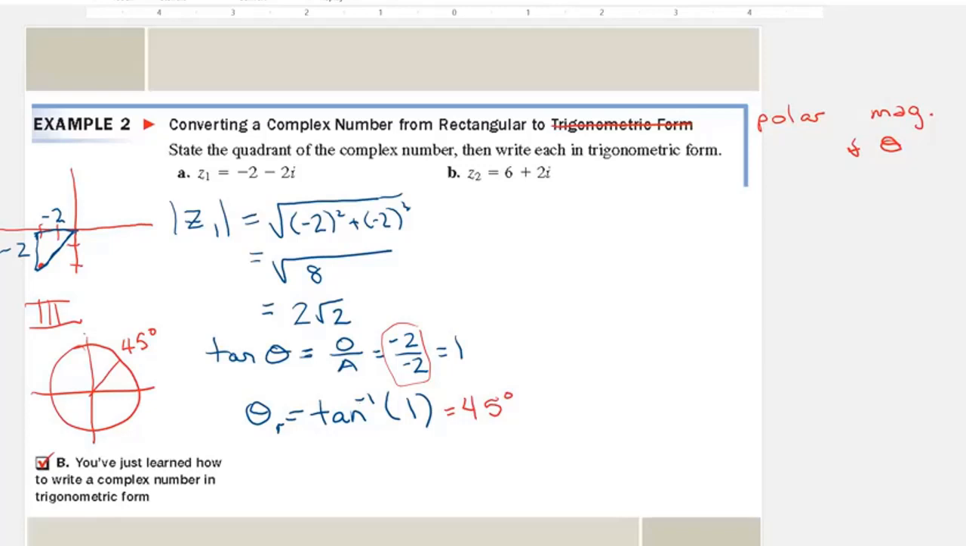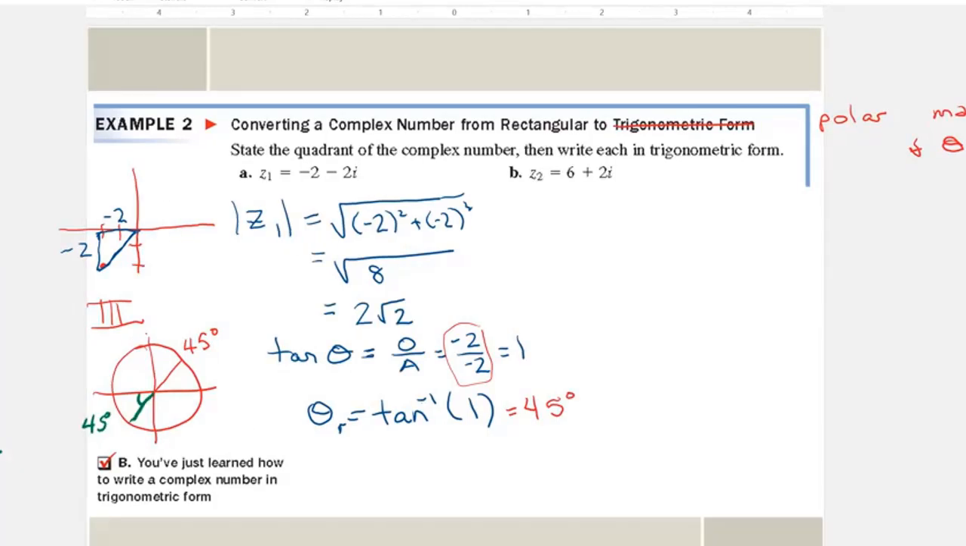But then we have to take it and put it in quadrant 3. What I'm going to do is add 180 to it, because that'll get me from 0 to this part of the x-axis, and then I just need that extra 45 degrees to make it the actual angle, 45 plus 180 degrees, which is 225 degrees.